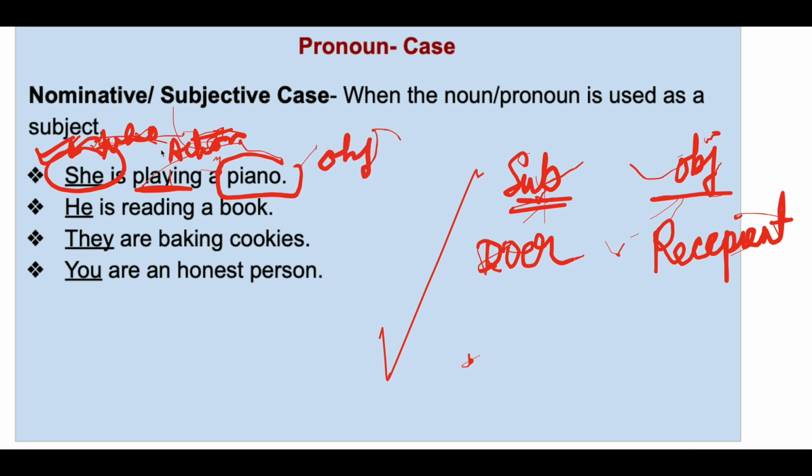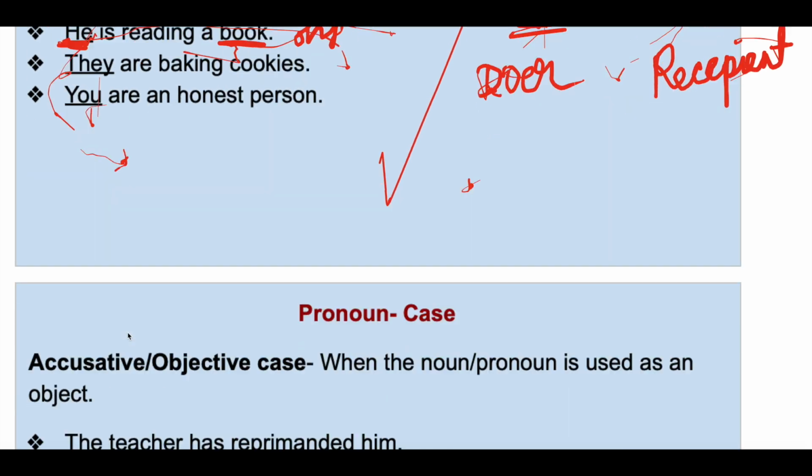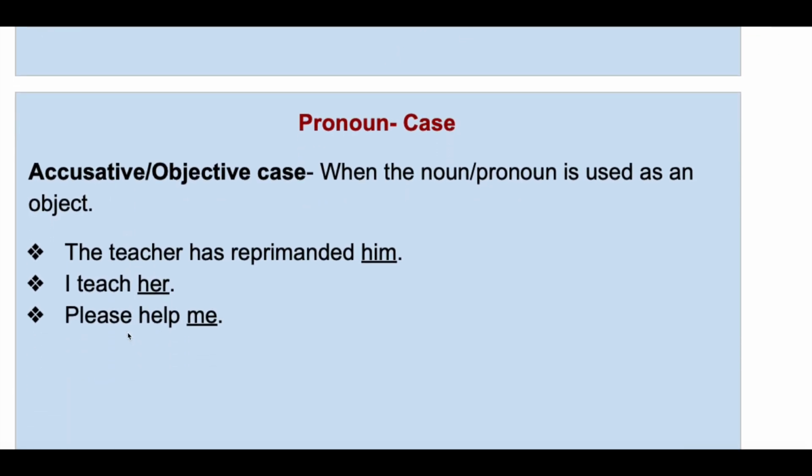Okay. He is reading a book. So he is the subject, because reading a book is being done by he. Sorry, he is the subject, because this is the doer, and book is the object. Understood? So here if you see she, he, they, you, these are acting as subjects. So they are in the subjective case. Next is objective case. When the pronoun acts as an object, it is called objective case.